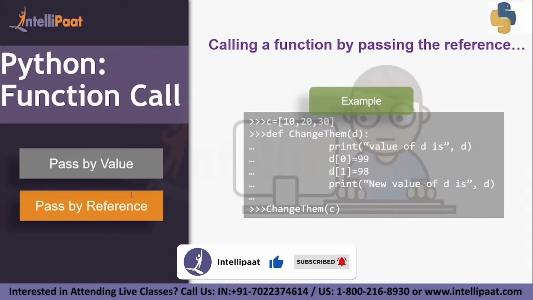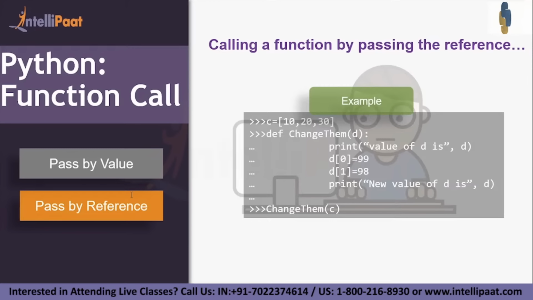Then call change them. Now when we are calling a function by passing the reference, we are just passing the entire list to it. So what will we get as output? We'll get the value of d is 10, 20 and 30, and the new value of d is 99, 98 and 30.